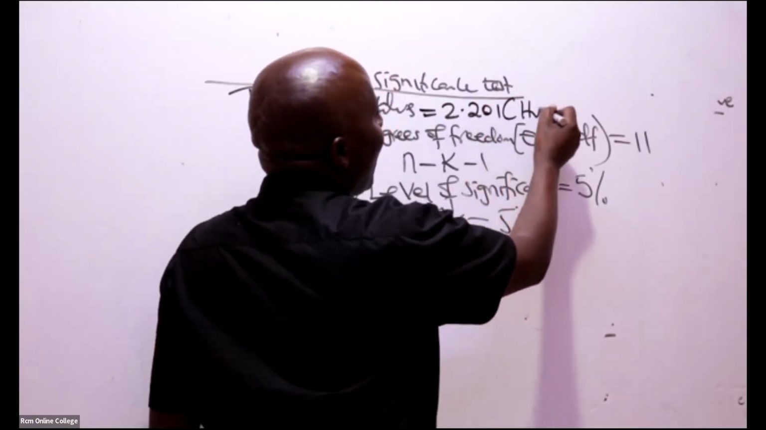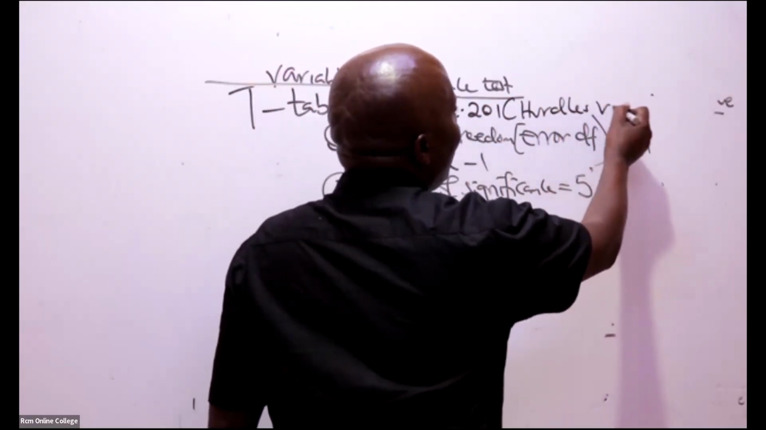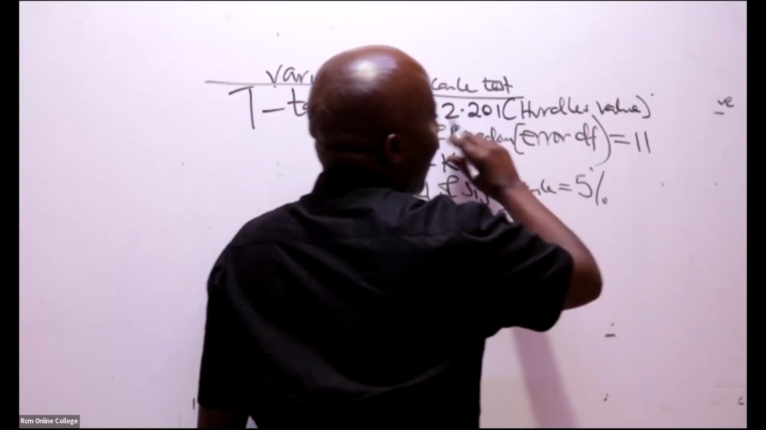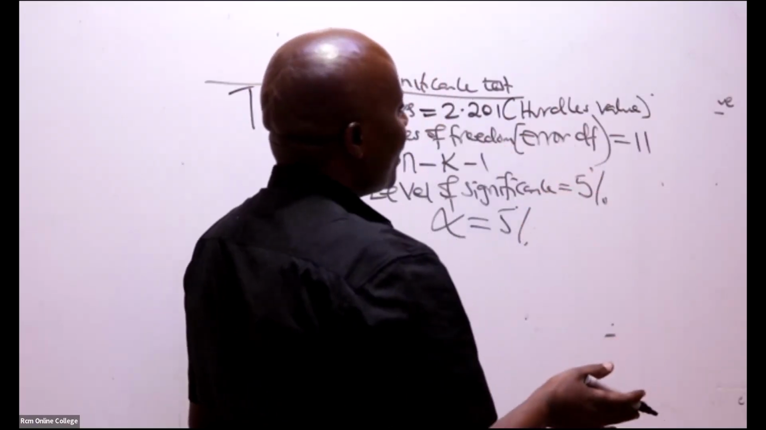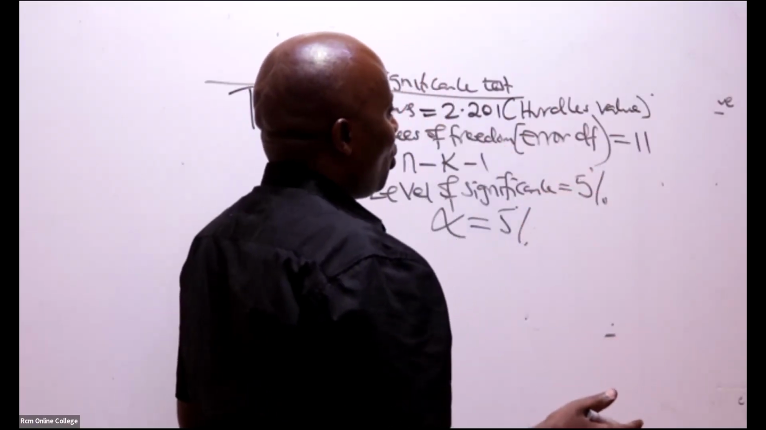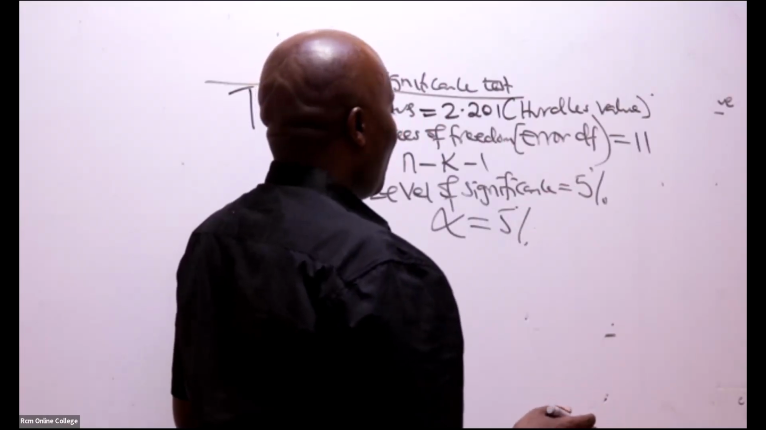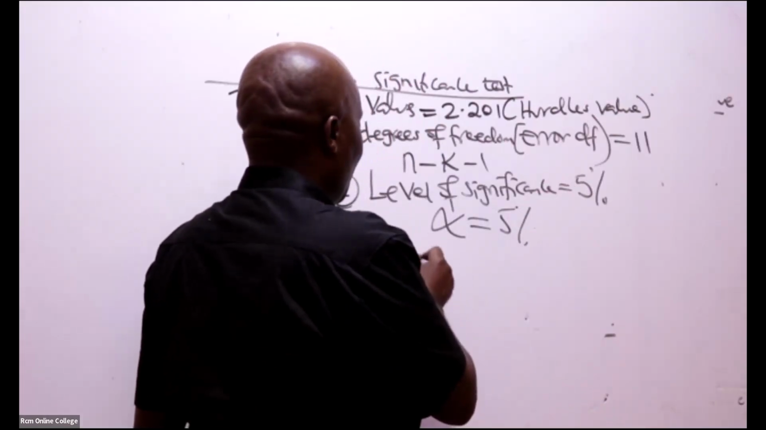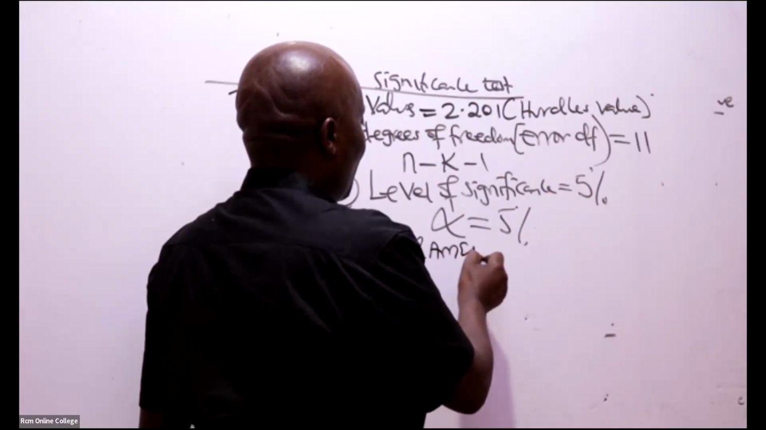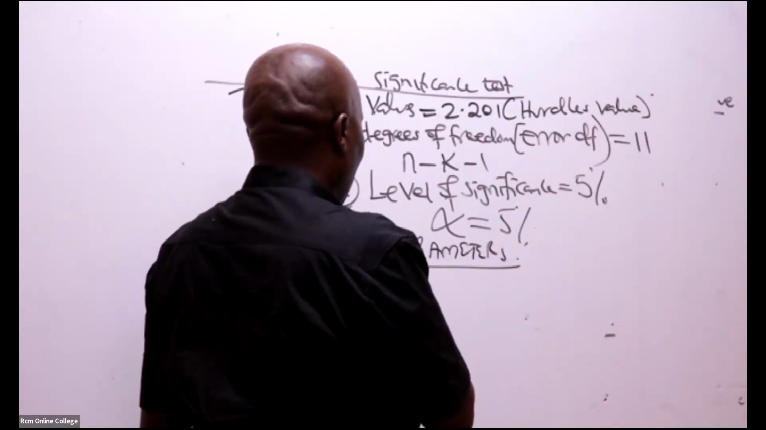Remember, this is the hurdle value. If you exceed this, then you are very significant. You are very, very strong. So come and give us your parameters. So parameters, what do we have? There are 3 of them.